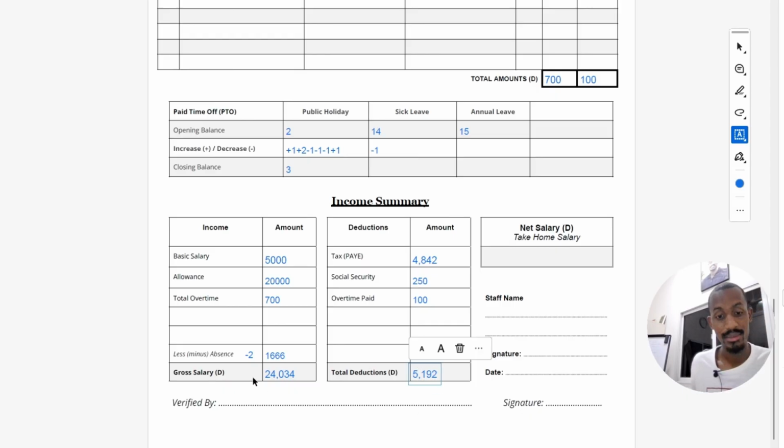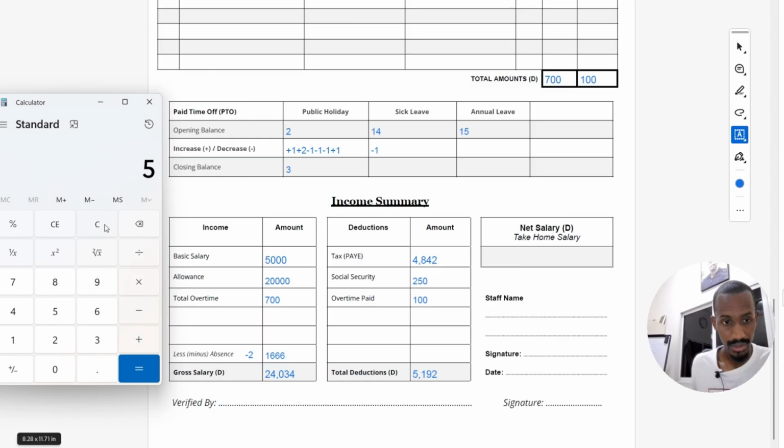Man, this is crazy, man. Imagine making this thing and all this has to be deducted from my 24,000. So what will I end up with? All right. What will I end up with? So let's do the math again.